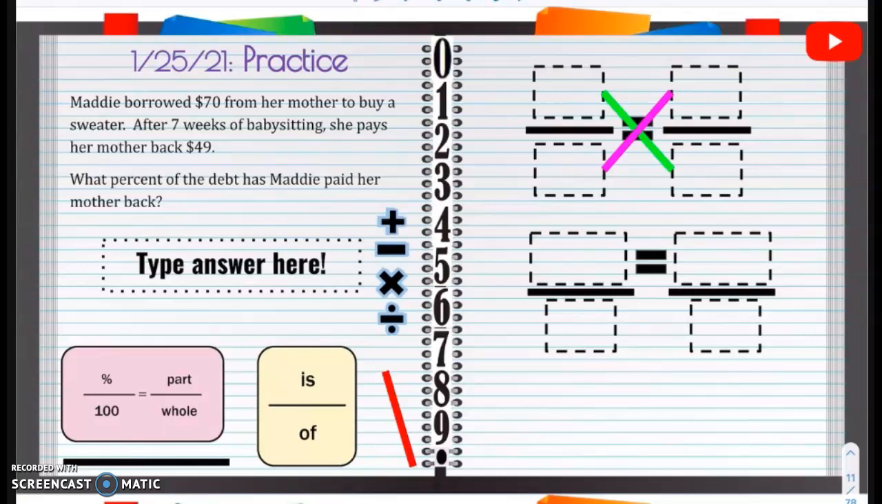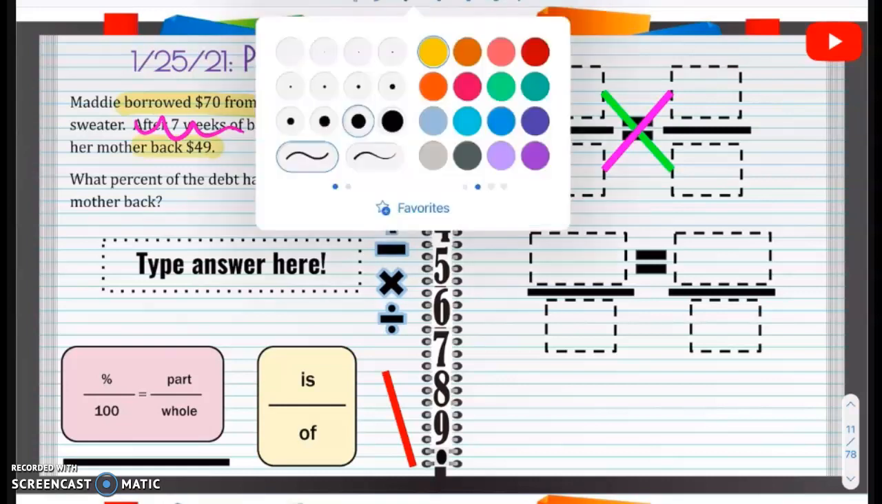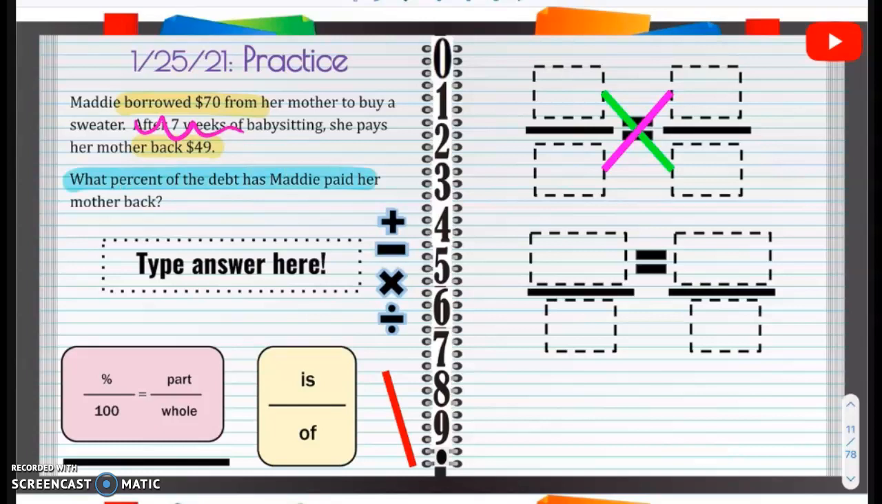January 25th, 2021 practice. All right, so Maddie borrowed $70 from her mother to buy a sweater. After 7 weeks of babysitting, she pays her mother back $49. What percent of the debt has Maddie paid her mother back? All right, so this 7 weeks is actually irrelevant because she borrows $70 and she paid back 49 so far. So what percent did she pay her back?